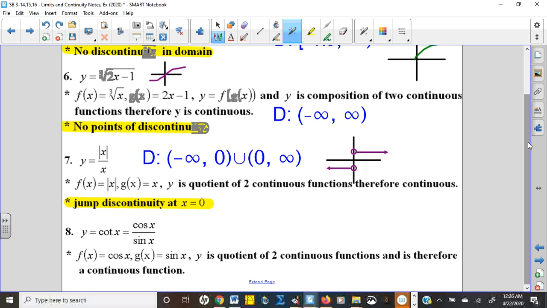Number 8, they just broke cotangent into cosine over sine. And cosine is continuous, sine is continuous, so the division would have to be continuous. However, sine is 0 at infinitely many different values. Sine is 0 at 0, pi, 2 pi, 3 pi, and so on, so at integer multiples of pi. So we know that there will be infinite discontinuities, created by those vertical asymptotes at all integer multiples of pi. I don't know why that's not typed here, but it's not.